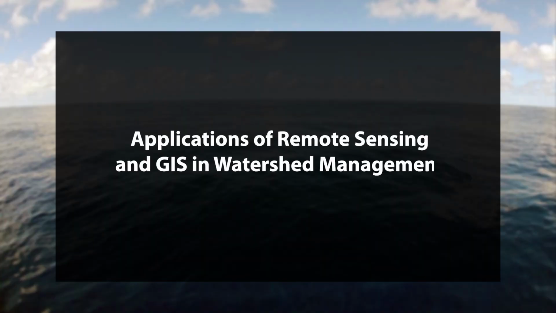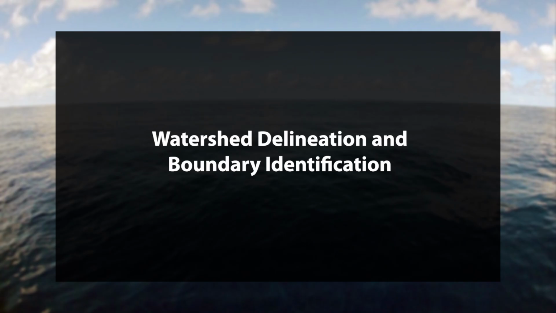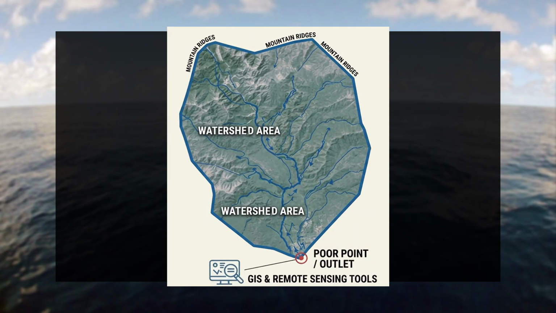Let us now discuss applications of remote sensing and GIS in watershed management. So, watershed delineation and boundary identification. Watershed delineation is the process of identifying and mapping the spatial extent of a watershed. Accurate delineation of watershed boundaries is basically the foundation of watershed management.